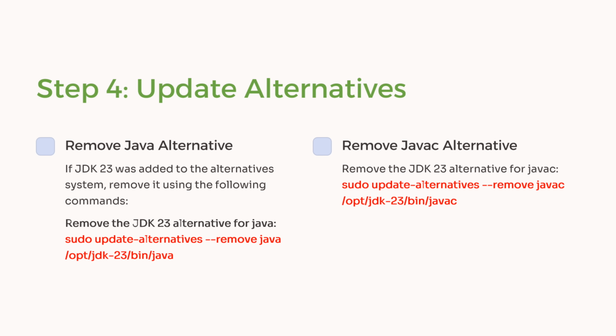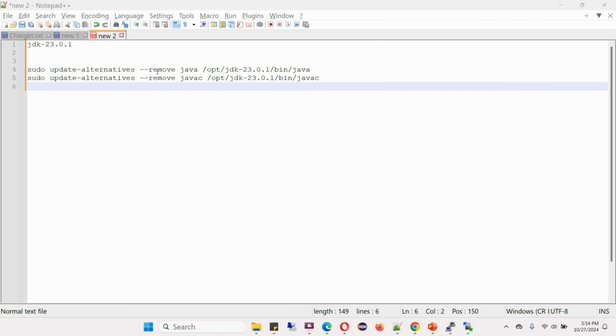Step 4 is update alternatives. Remove the Java alternative. If JDK 23 was added to the alternatives system, remove it using the following commands. To remove the JDK 23 alternative for java, use this command. To remove the JDK 23 alternative for javac, use this command. Before running these two commands, make sure the JDK folder path is proper.